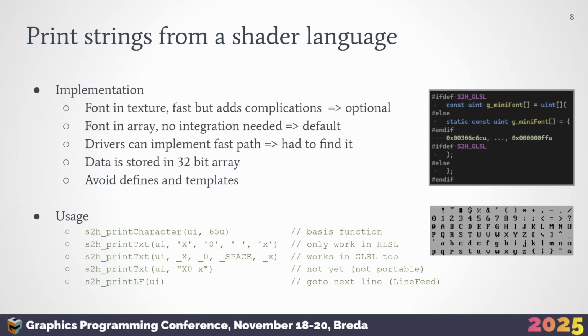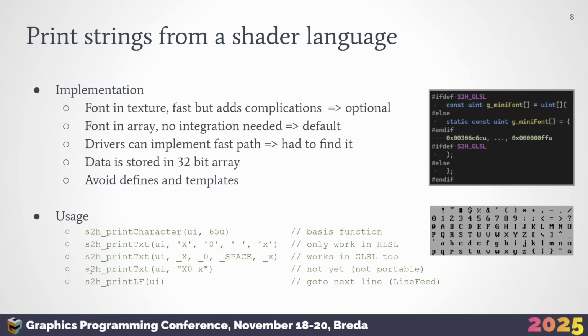But if you want to have it working for GLSL as well, then you use the defines. It's a const static, remapping these symbols _x and _0 and underscore space and so on to a number. And this way it works in GLSL too, because it doesn't have this character literal like here. Now that's still a little bit inconvenient.